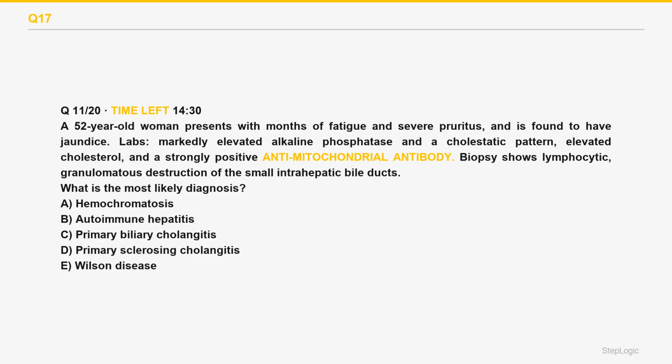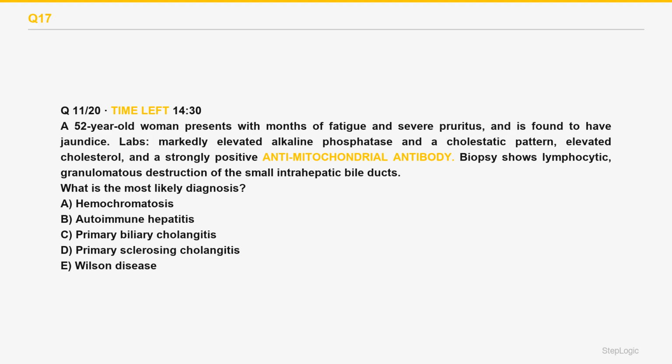What is the most likely diagnosis? A 52-year-old woman presents with months of fatigue and severe pruritus and is found to have jaundice. Labs show markedly elevated alkaline phosphatase and a cholestatic pattern, elevated cholesterol, and a strongly positive anti-mitochondrial antibody. Biopsy shows lymphocytic granulomatous destruction of the small intrahepatic bile ducts.